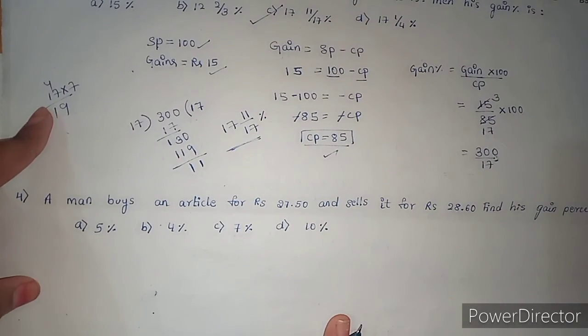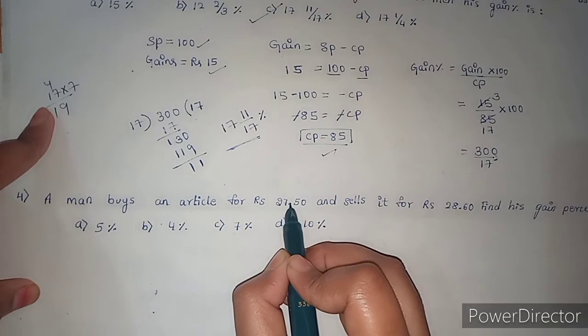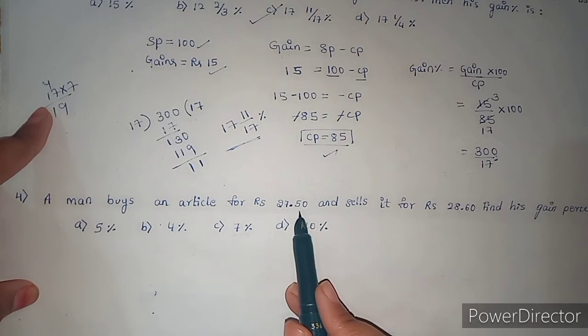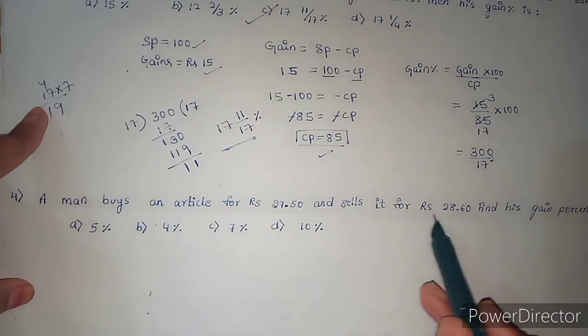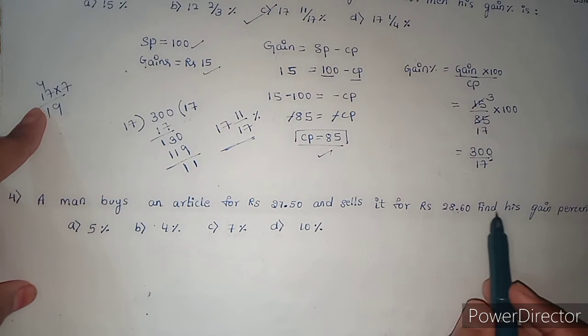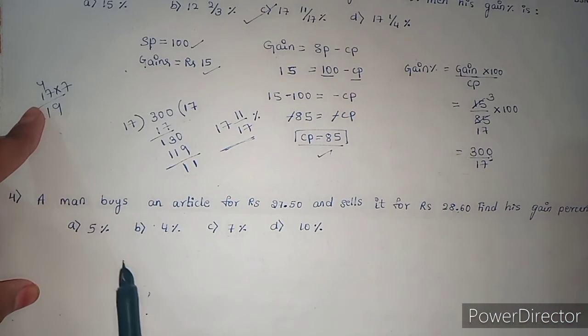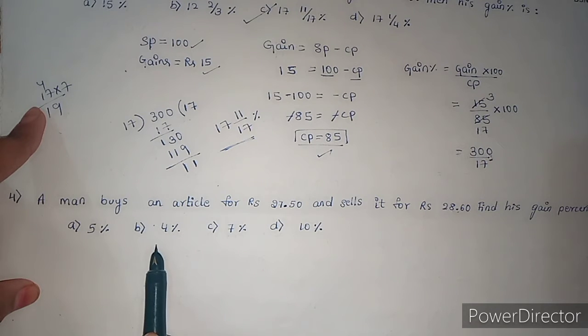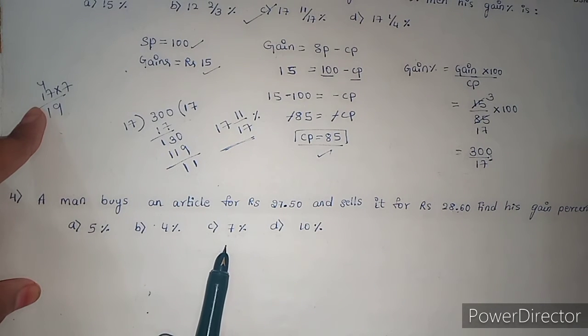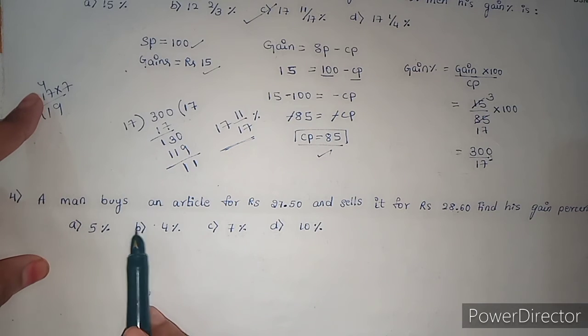Then fourth question. A man buys an article for rupees 27.50 and sells it for rupees 28.60. Find his gain percent. Option A 5%, option B 4%, option C 7%, option D 10%.